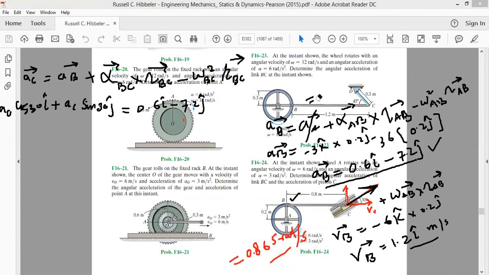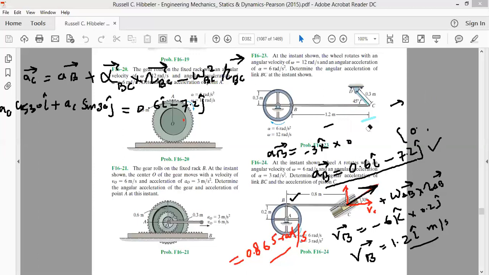And then we have the acceleration of B. Then we have plus alpha BC, which we don't know. Its magnitude is alpha, let it be along K cap, so we'll write this as alpha K cap. If it's along negative K cap, then when we solve for alpha in the next equation, it will come out to be minus.